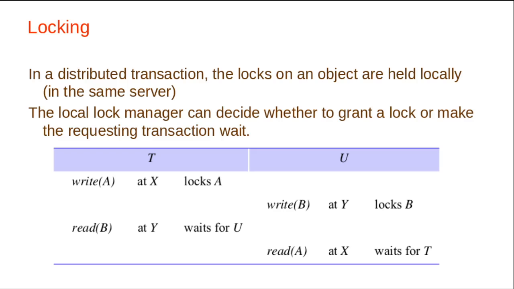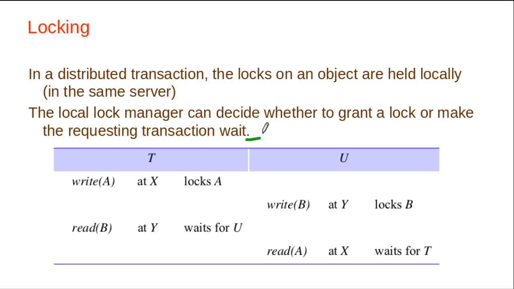So let us say locking. You already know how locking works. Transactions are going on, they are accessing data objects, and as the data objects are needed, they are told to get a lock on that particular object and then perform the operation. This is in distributed transactions also. Multiple servers are there. Each server will have its own lock manager, which you will call a local lock manager. They will decide whether to grant the lock or make the requesting transaction wait.